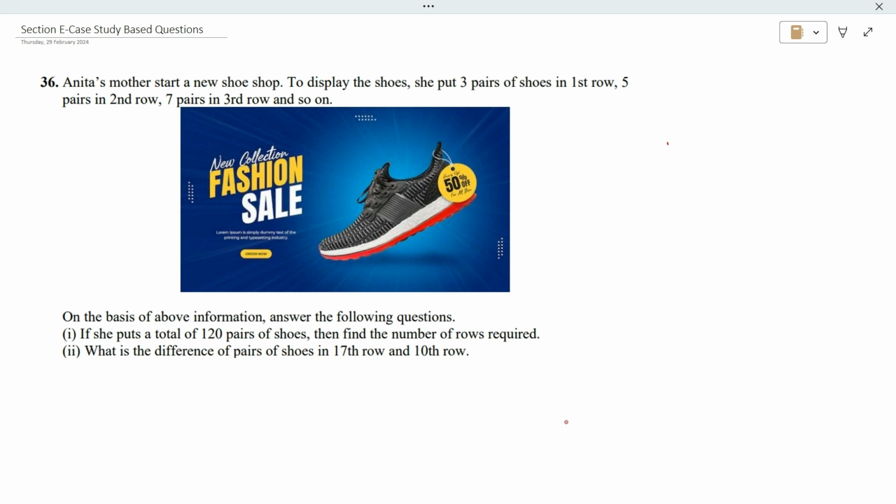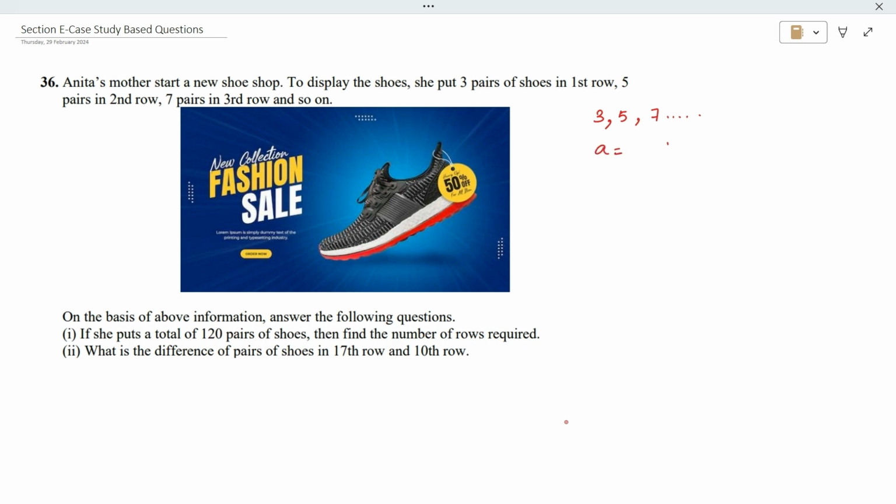In this video, we are going to discuss case study questions from sample paper 3. Anita's mother started a new shoes shop. To display the shoes, she put 3 pairs of shoes in the first row. So first write 3, and in the second row she has put 5 pairs of shoes, and in the third row, 7 pairs, and so on. So it is in sequence, and we need to find it.